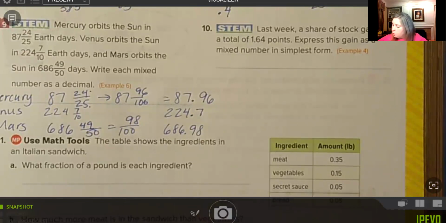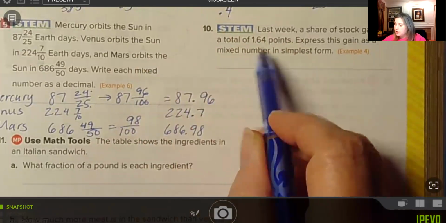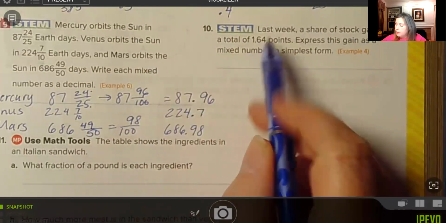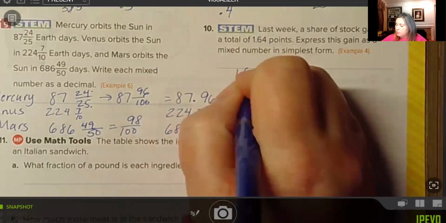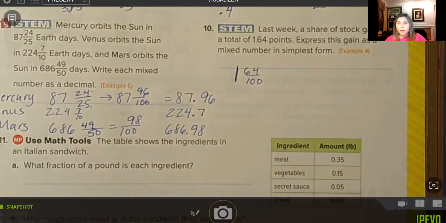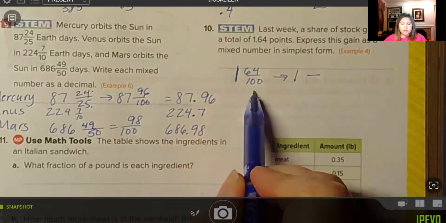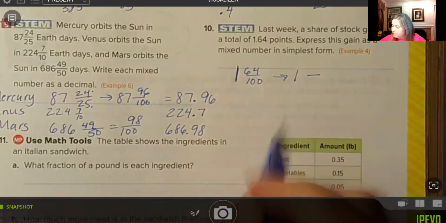So we have one. We want a mixed number, that's a fraction. So first of all, let's read this. 1 and 64 hundredths. To write it as a fraction, it's 1 and 64 over 100. So I look at 64 and 100, they're both divisible by 4. So this is going to be 1, and my denominator 100 divided by 4 is 25.